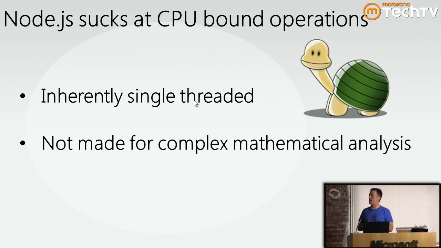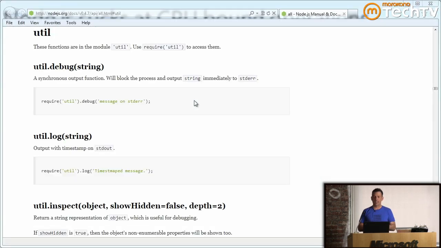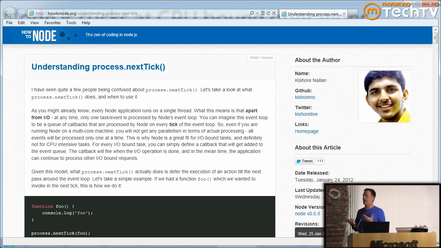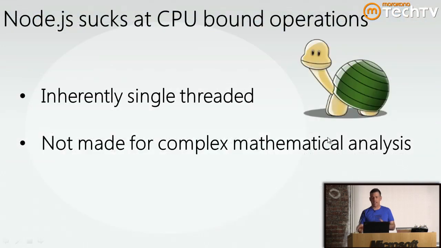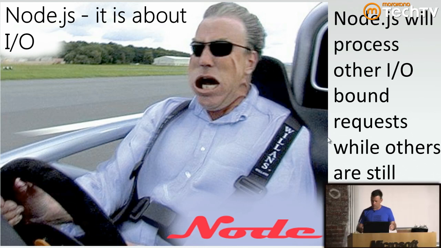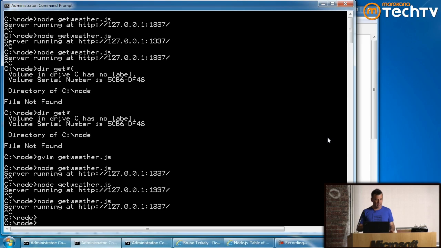Now, some of the gentlemen might talk to you later tonight about how you can work around that. There is some stuff here you can find on the net. Here's one such site, where he gets into how you can leverage the next tick to do multi-threaded kinds of things. I'm not going to get into that tonight, but inherently it's single-threaded. Now, what it is good at is IO. It's got screaming, excellent IO performance. That's the one area where it really, really shines. And so that's the primary driver, I think, for most people. They're kind of IO bound.